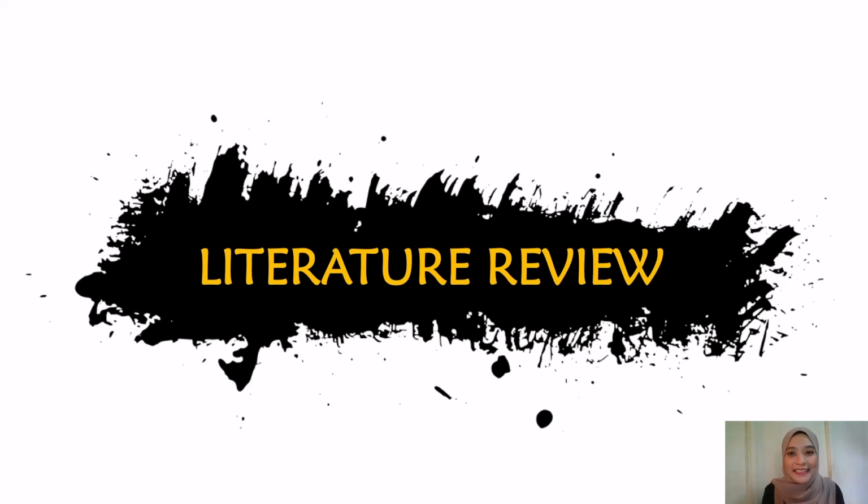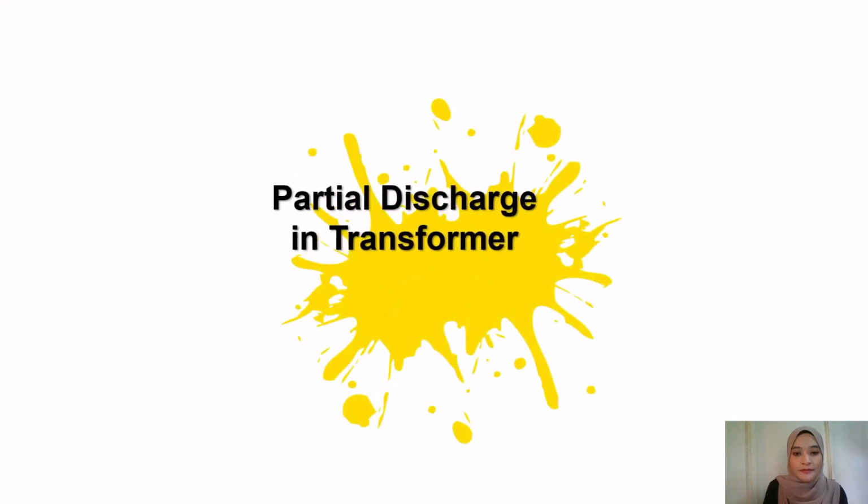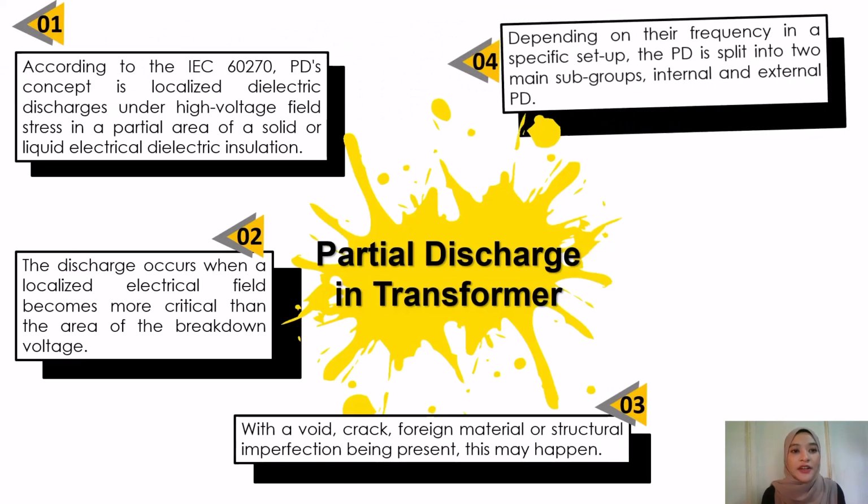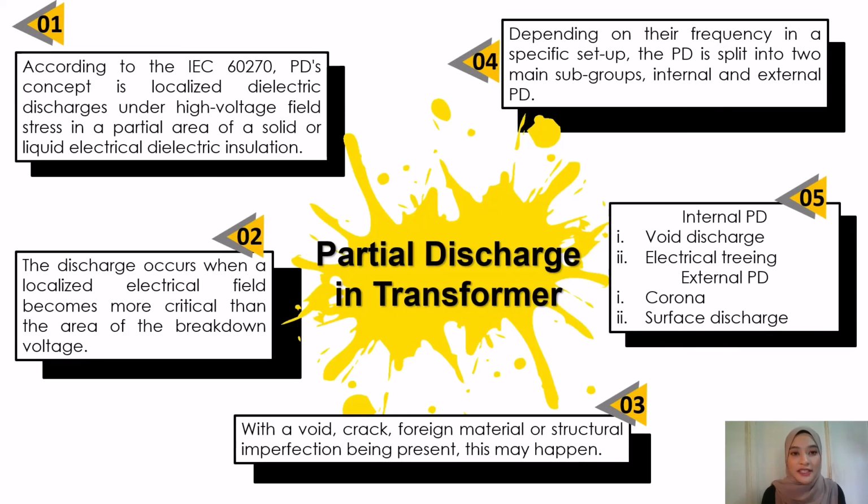Okay, second is literature review. Partial discharge in transformer. According to IEC 60270, PD is a localized dielectric discharge under high voltage field stress in a partial area of a solid or liquid electrical dielectric insulation. The discharge occurs when a localized electrical field becomes more critical than the breakdown voltage of the area. With a void, crack, foreign material or structural imperfection being present, this may happen.